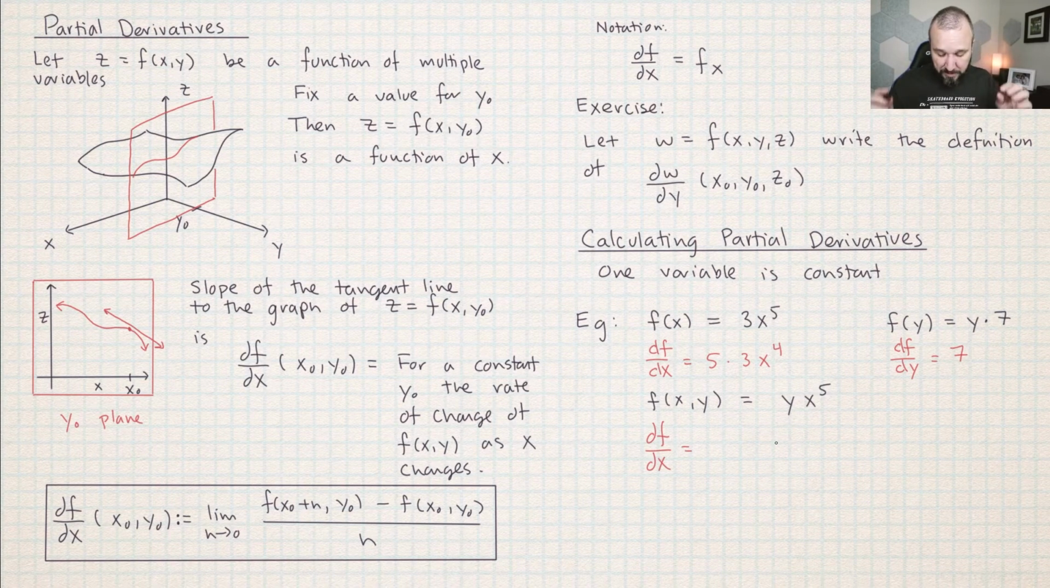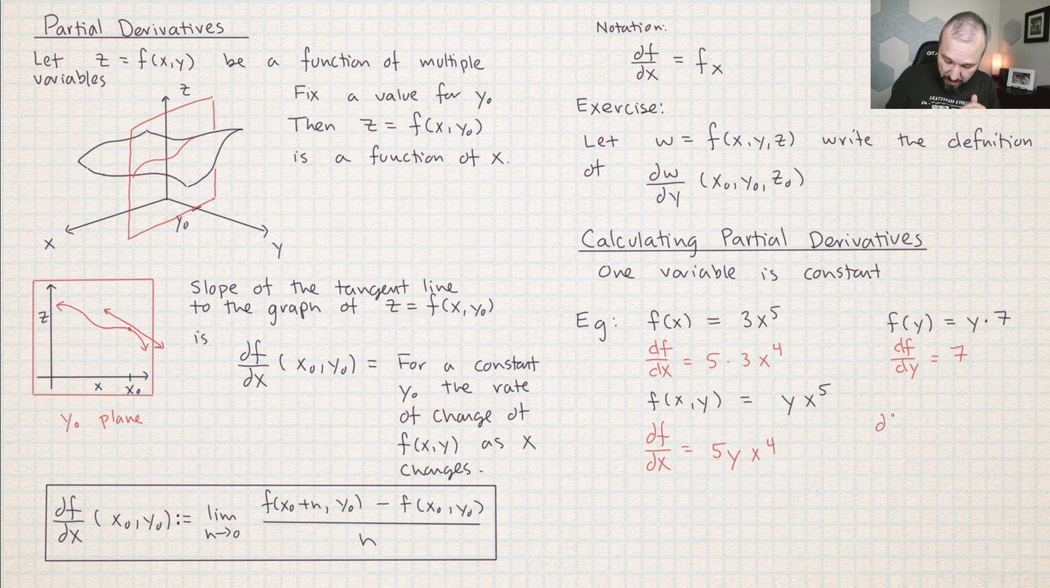So in this process, y is a constant and x is the variable. So I'm basically just treating this y here exactly like I treated that 3 in Calc 1. So this is just going to be 5yx to the fourth. Okay, so you just pretend that y is a constant and just do all the things that you would usually do with a constant.